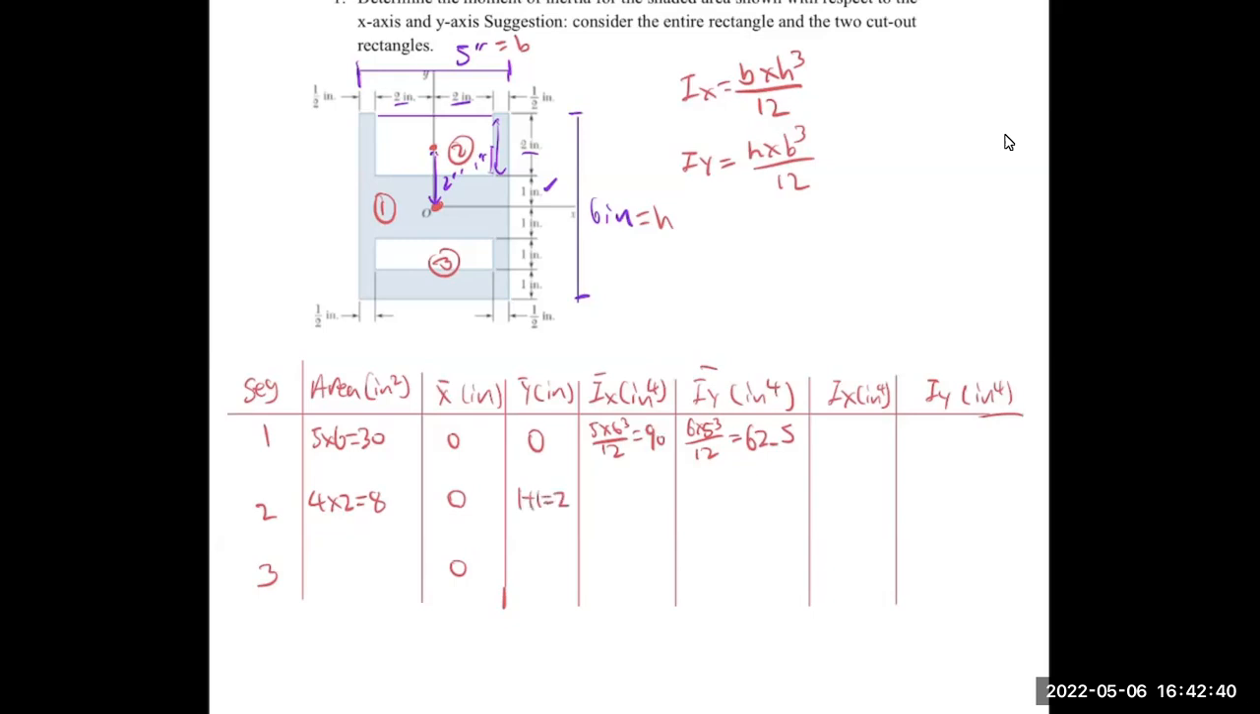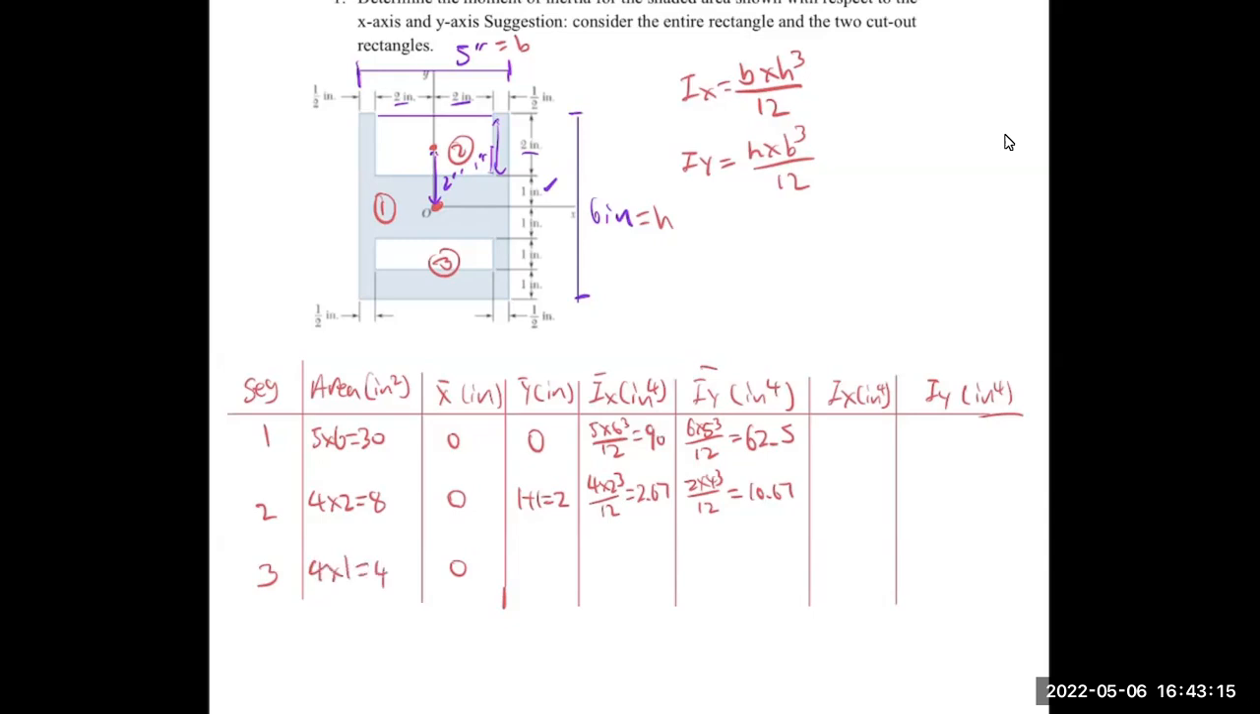And then for I x bar and I y bar, do the same thing. For I x bar, it's 4 multiplied by 2 cubed over 12, and you get 2.67. And then for I y bar, that's 2 multiplied by 4 cubed over 12, and that will be equal to 10.67. Okay. And then for segment 3, we know that the height is 1 and the base is also 4. So 4 multiplied by 1, that's 4.